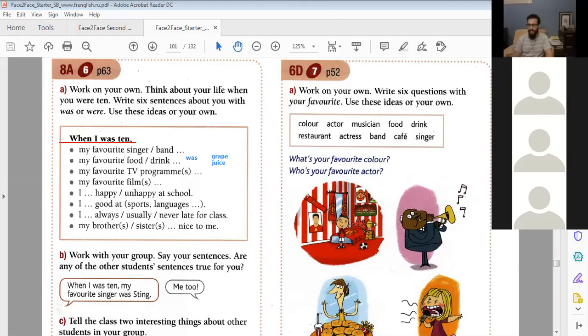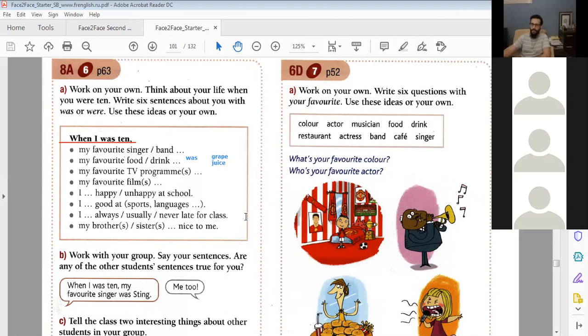Okay, Manal, can you tell us about your childhood? Tell us about when you were 10. When I was 10, my favorite drink was apple juice. It is necessary to use was or were because you are talking about the past. Yes, was apple.